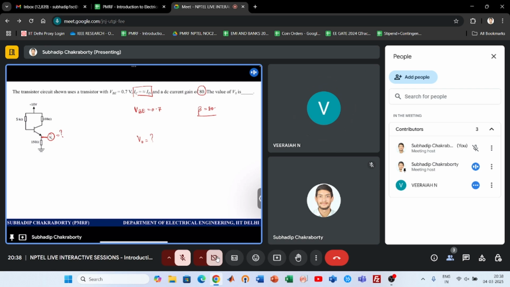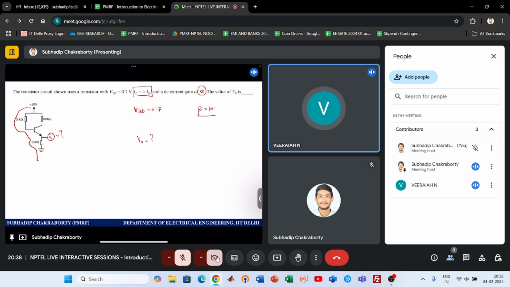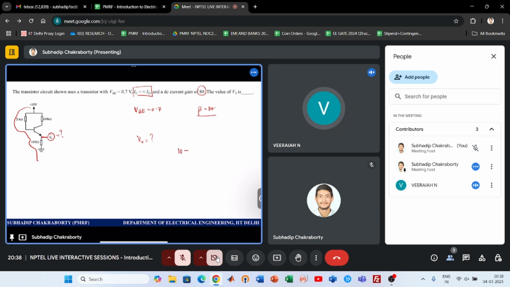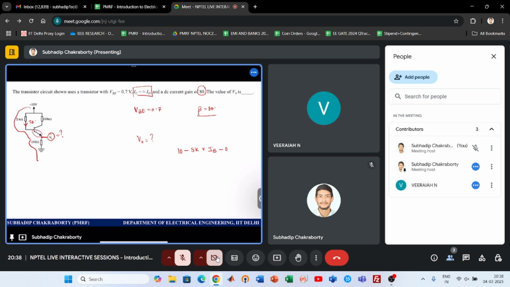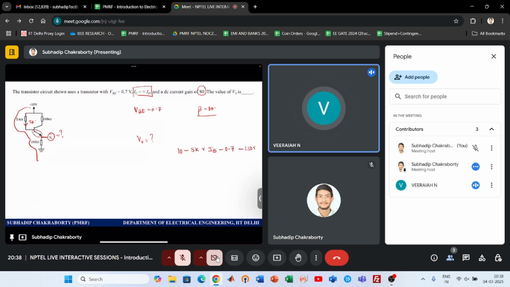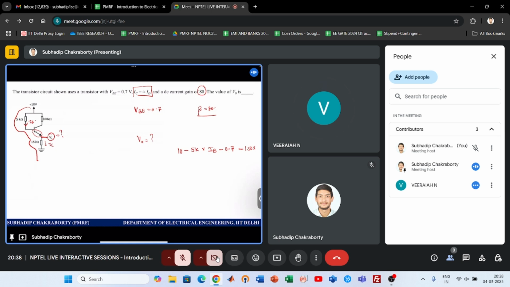By applying KVL to this loop, what is it? 10 minus 5k ohm into IB, correct, minus 0.7, correct, minus 150 into IE, IC, is 0.